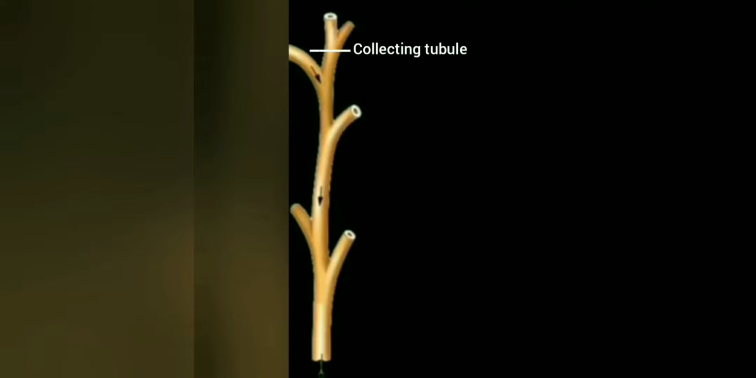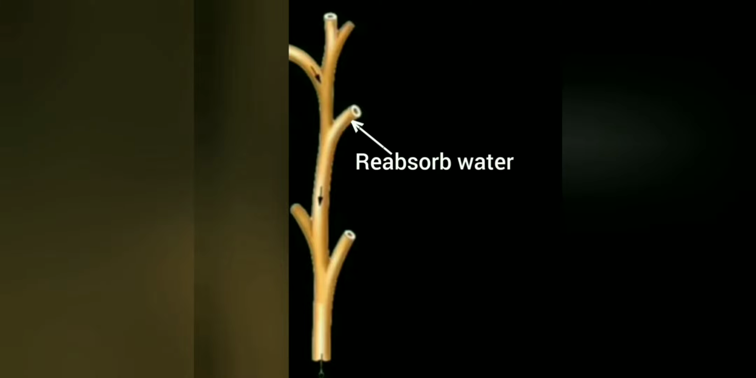Now, the next part is the collecting tubule. The collecting tubule is a short, straight part of the DCT. This collecting tubule reabsorbs water and secretes protons, and it opens into a long duct called the collecting duct. Many collecting tubules of different nephrons open into a common collecting duct.